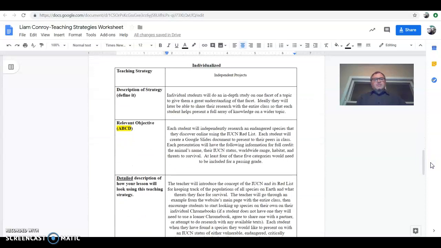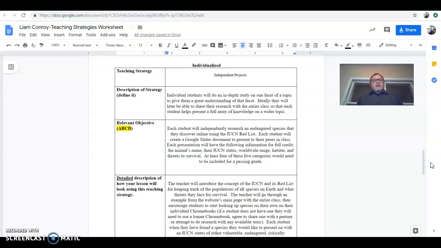For an individualized strategy, I went with an independent project, which is kind of a variation on one that I've done with my students before. I have had my students in the past do a research project on endangered species, and so this is a pretty similar idea: they would be doing an independent research project on one particular endangered species that they would present to their peers via Google Slides.